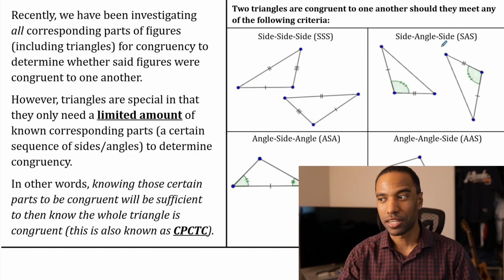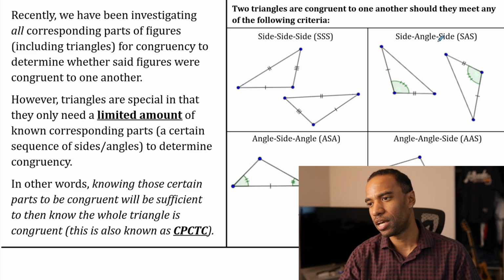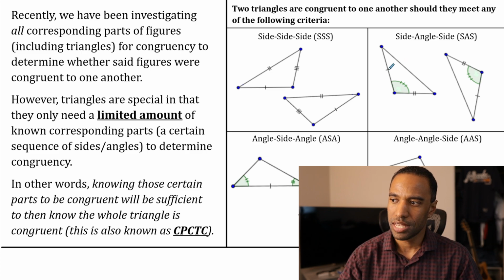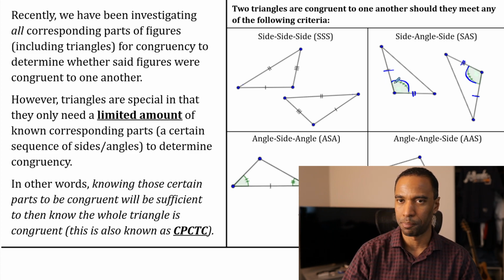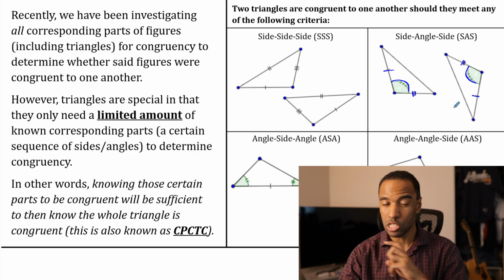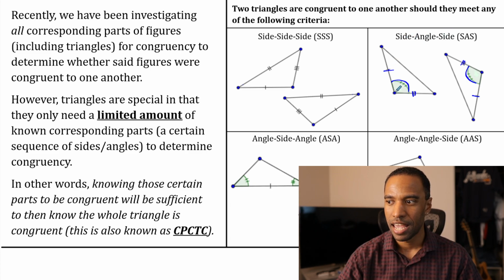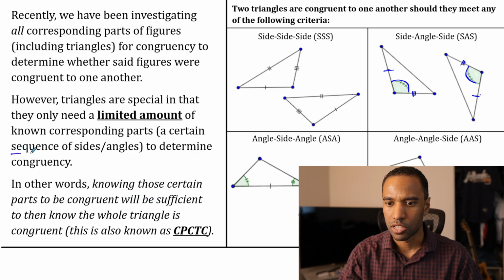Or I could have two of the sides known as congruent and the angle in between. This is known as side angle side. You'll see on the next slide that I call it the included angle. So notice how this side's congruent to this side here. This side's congruent to this side here, and then this angle is congruent to this angle here. Now, it's not just any angle. It's specifically the angle in between the two congruent sides. So when you see side, angle, side, when you work in sequence there, that's why I mentioned the word sequence. Sequence of sides or angles.